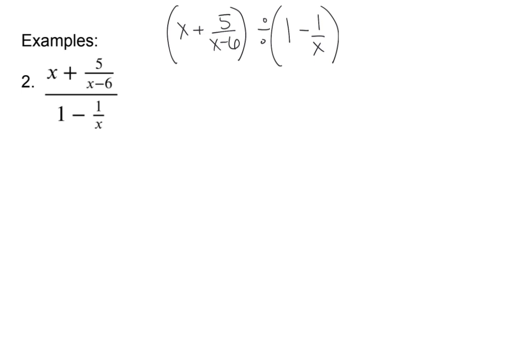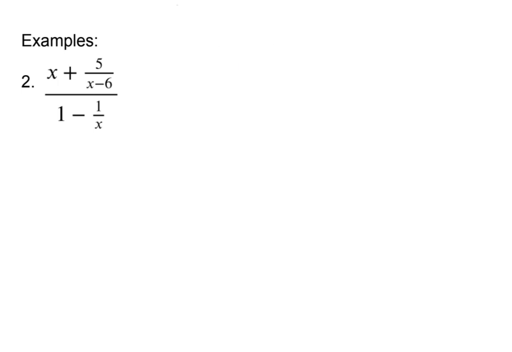Because we've got two things on top being added and two things on bottom being subtracted, we're going to have to put this top together into one fraction and the bottom together into one fraction before we can do anything else. So I think for now, I'm going to get rid of this. We'll come back to this in a minute, but let's just look at the top first. So if I were just looking at the top, it is x plus 5 over x minus 6.